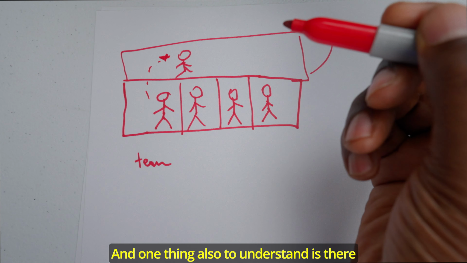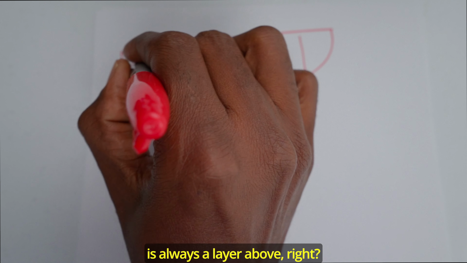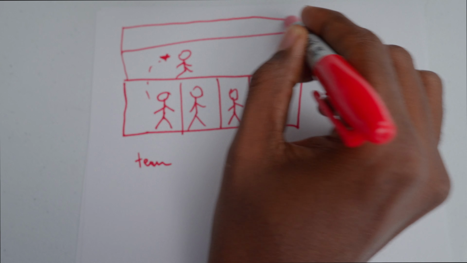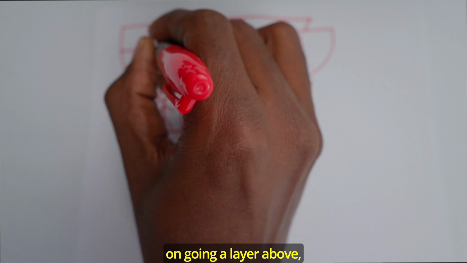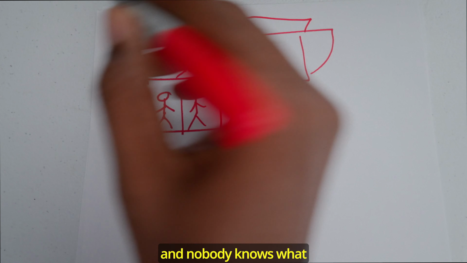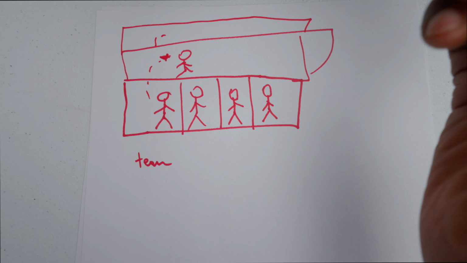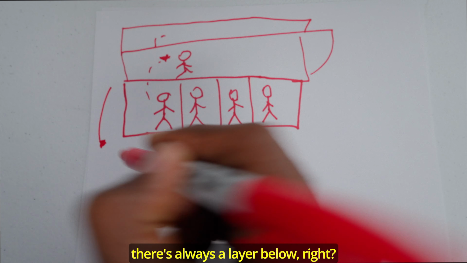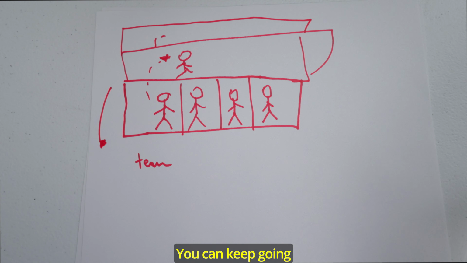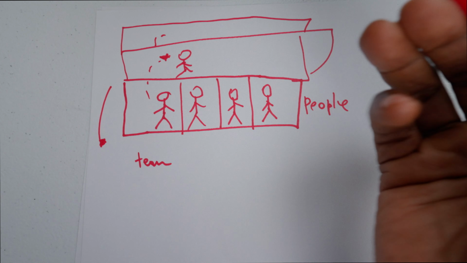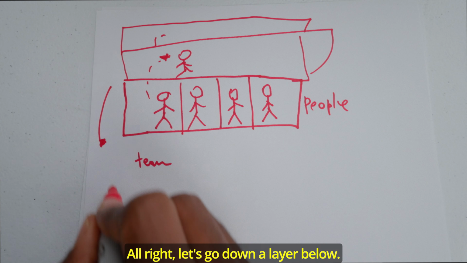And one thing also to understand is there's always a layer above, right? You can always keep on going one layer above, and nobody knows what is the topmost layer because there's always something above. And in the same way, there's always a layer below, right? You can keep going down and down and down. All right, let's go down a layer below.